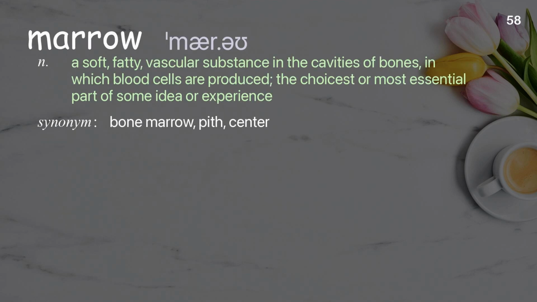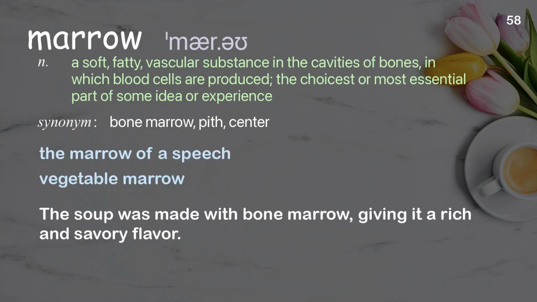Marrow: a soft, fatty, vascular substance in the cavities of bones, in which blood cells are produced, the choicest or most essential part of some idea or experience. Examples: The marrow of a speech. Vegetable marrow. The soup was made with bone marrow, giving it a rich and savory flavor.